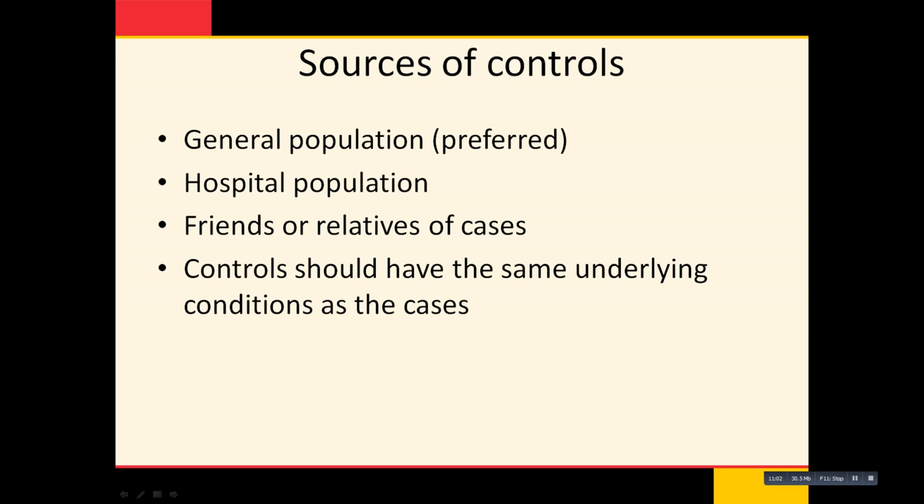So where do we find controls? General population is preferred. If we're looking at a hospital population as our control group, that might not be good, because people that go to hospital may be more likely or less likely to have the exposure, depending on what the exposure is. You could have friends or relatives of cases. And then the controls should have the same underlying conditions as the cases. Again, we want to try to make them the same population. The controls are representative of the population in which the cases arose.